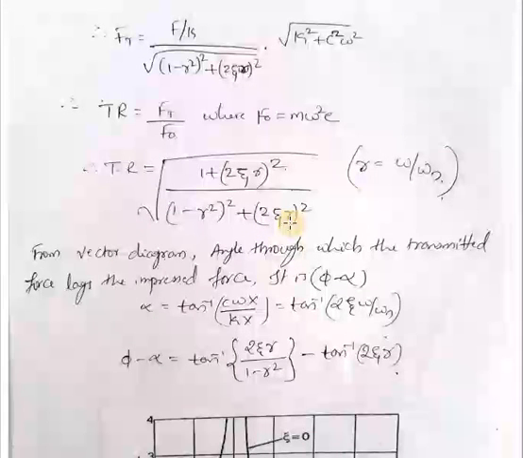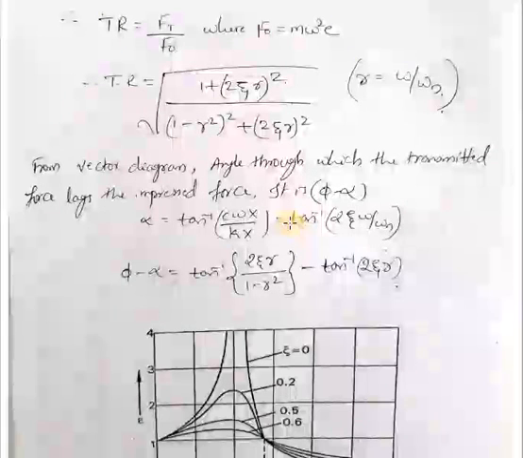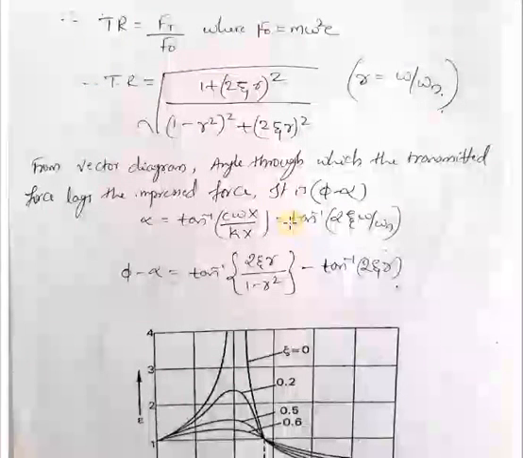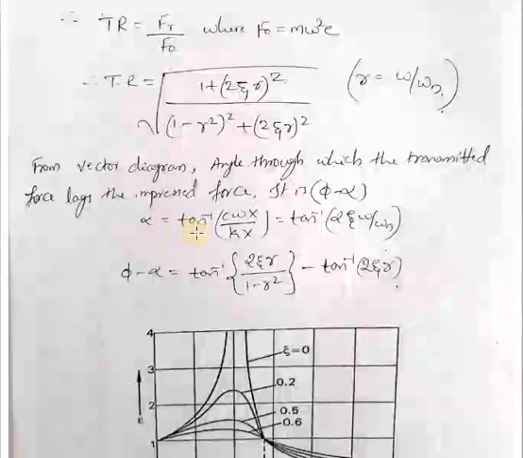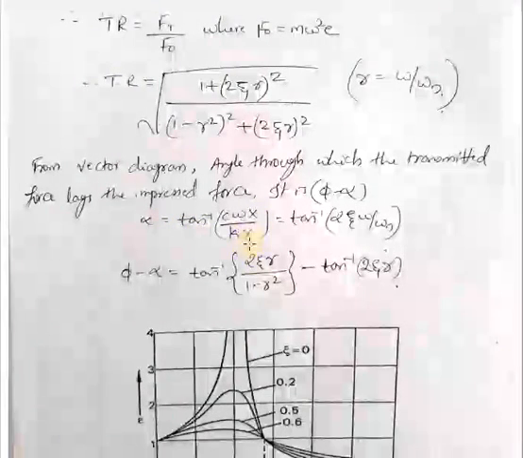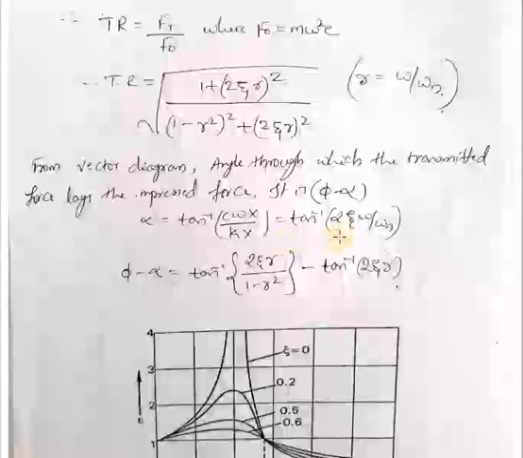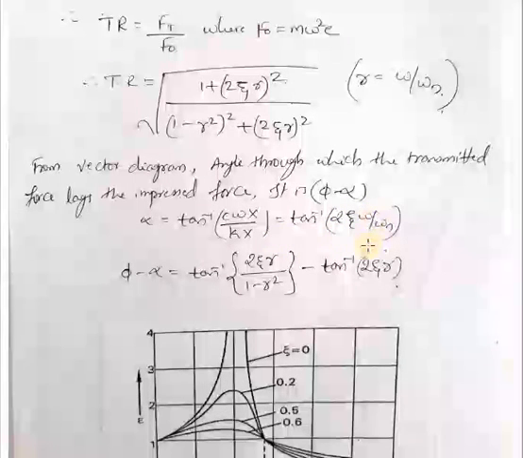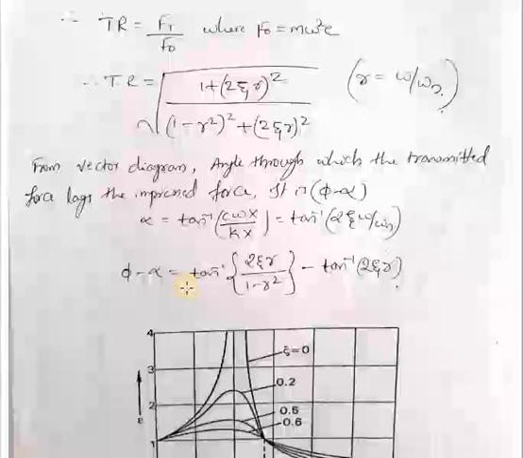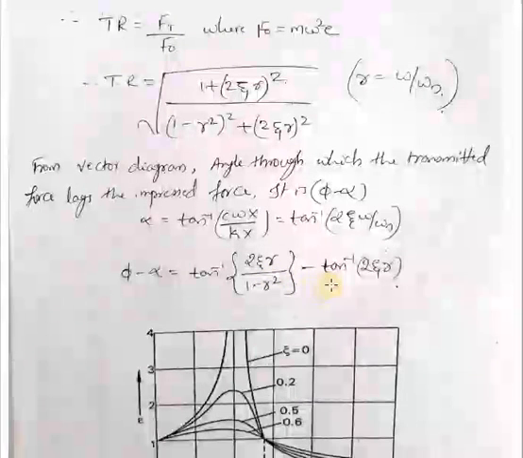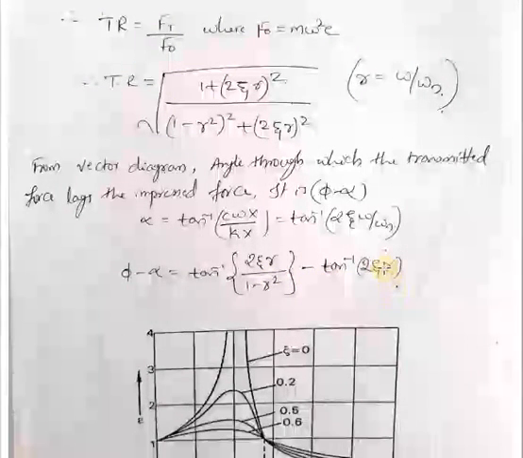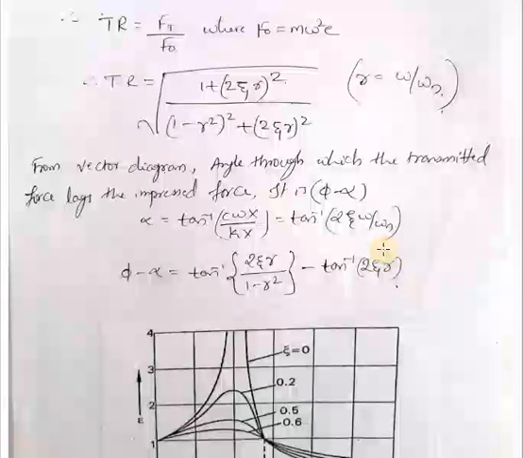From the vector diagram, the angle through which the transmitted force lags the impressed force can be determined, that is pi minus alpha, where alpha is given by tan inverse of c omega x divided by kx, or tan inverse of 2 zeta omega divided by omega n. So pi minus alpha can be given by tan inverse of 2 zeta r divided by 1 minus r square, minus the alpha value, which is tan inverse of 2 zeta r, where r is omega by omega n.